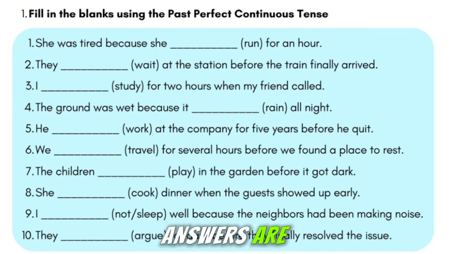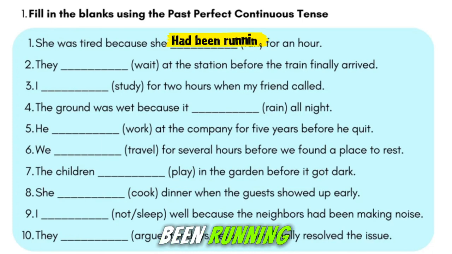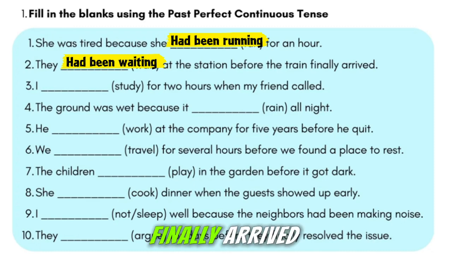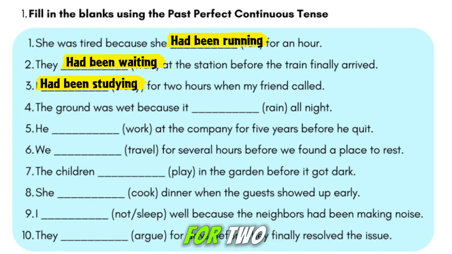So the answers are: she was tired because she had been running for an hour. They had been waiting at the station before the train finally arrived. I had been studying for 2 hours when my friend called. The ground was wet because it had been raining all night.